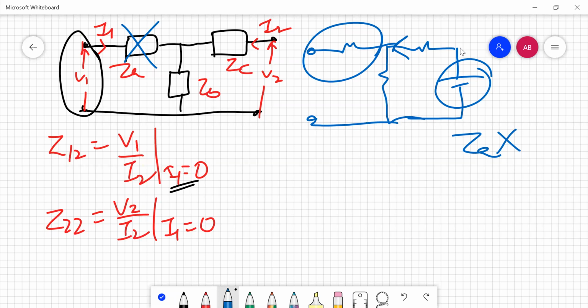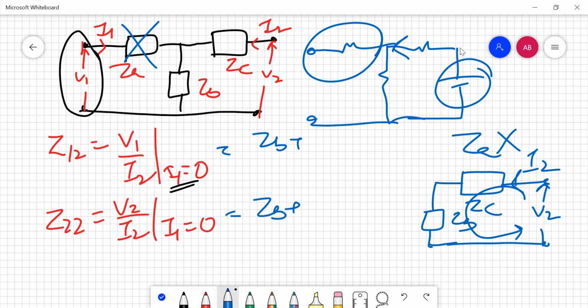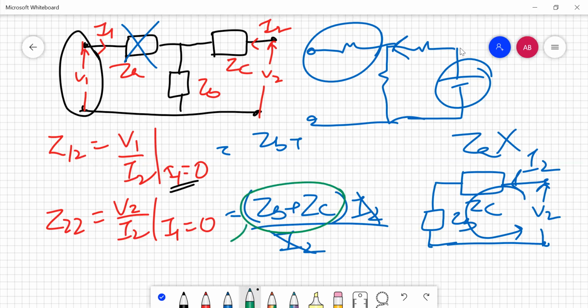So I'm drawing the circuit again here. This will give me the value of ZC, and this will remain as ZB, right? So now I have to calculate my V2. V2, you can all see here, will simply be ZC plus ZB. So I have to write ZB plus ZC multiplied by I2, divided by I2, which will give me the value ZB plus ZC as Z22.